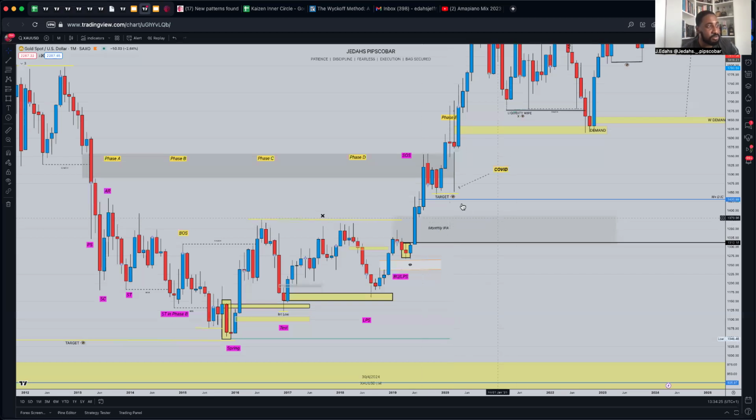Okay, I was hoping it was going to come back into here, but we fulfilled this IPA, or fair value gap, whatever you want to call it. So I already knew this was going to happen. This gap was always the target. From this wick to that wick, that gap was always the target.